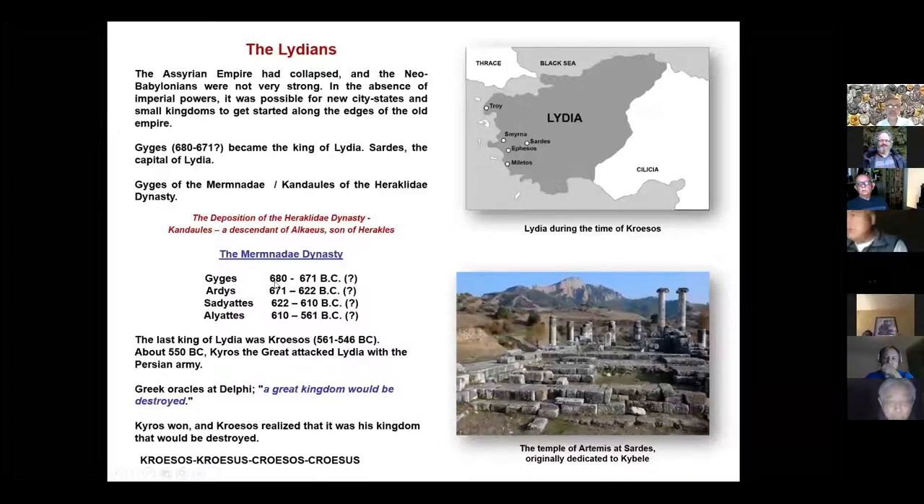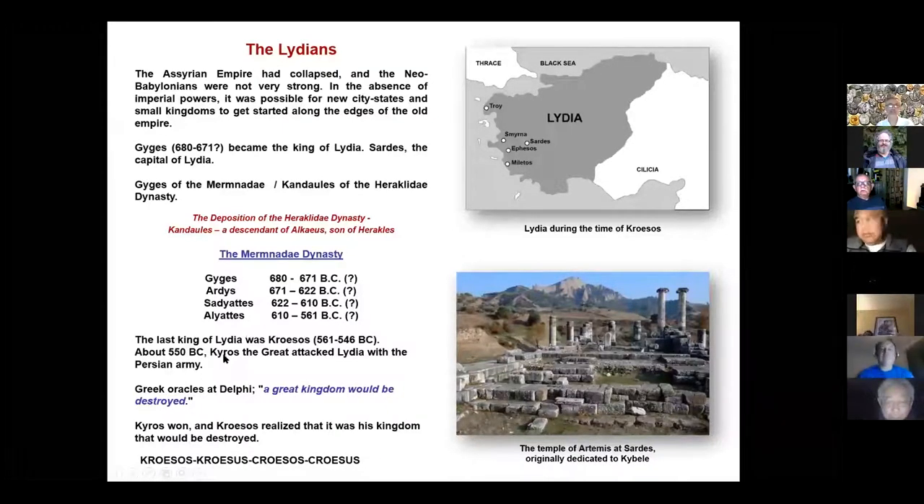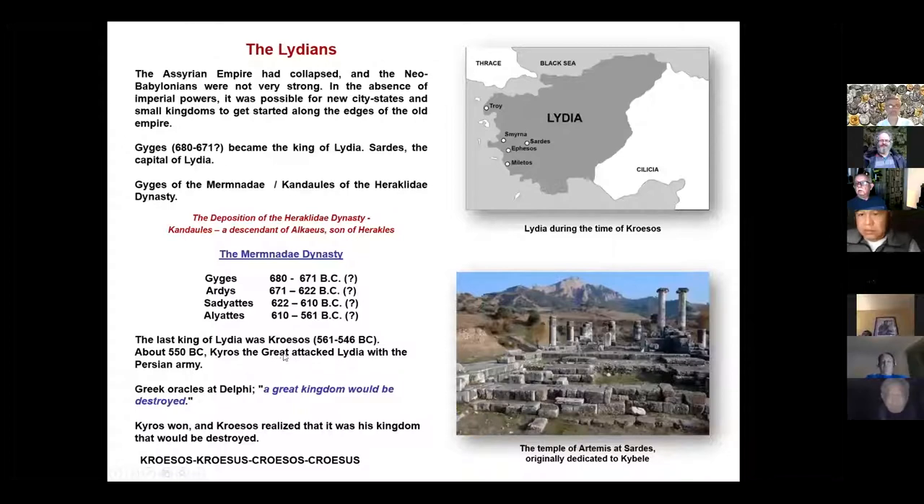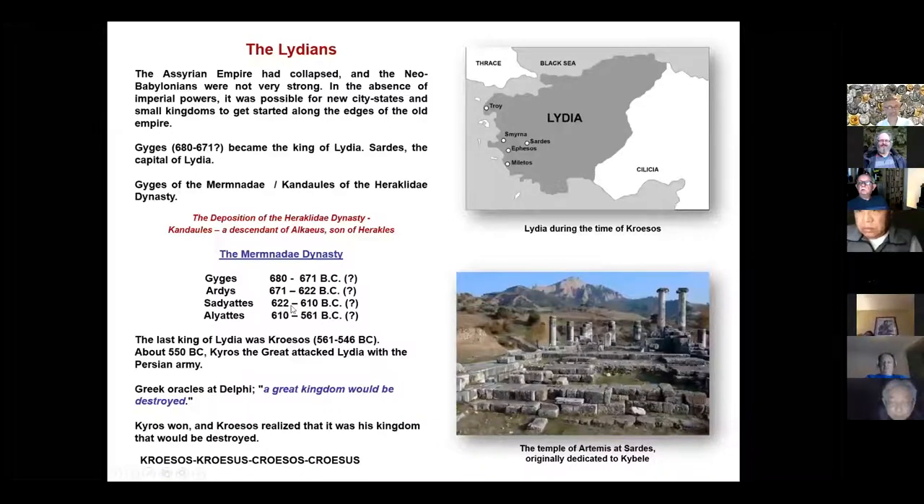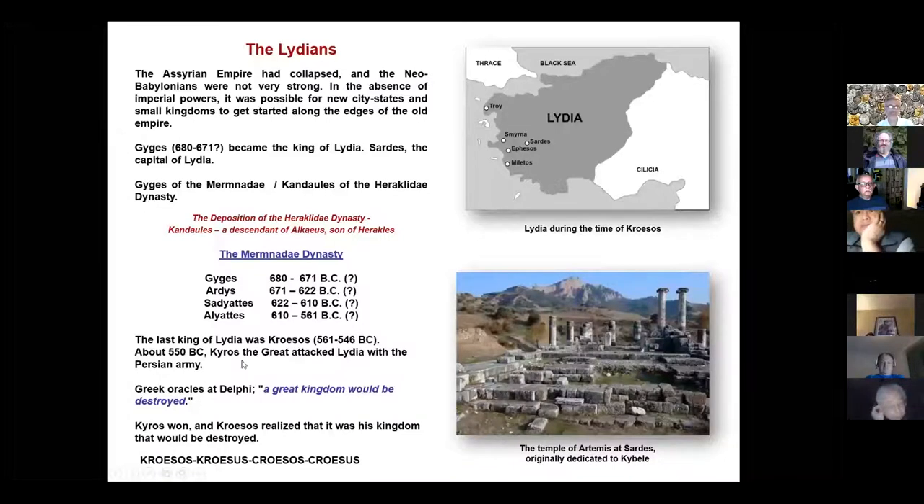So these are the four kings known for Lydia: Gyges, Ardys, Sadyattes, and Alyattes. And then finally the last king, Croesus. And then the Lydian civilization dies. Most of the earliest coins are attributed to the time of Alyattes, 610-561 BC.